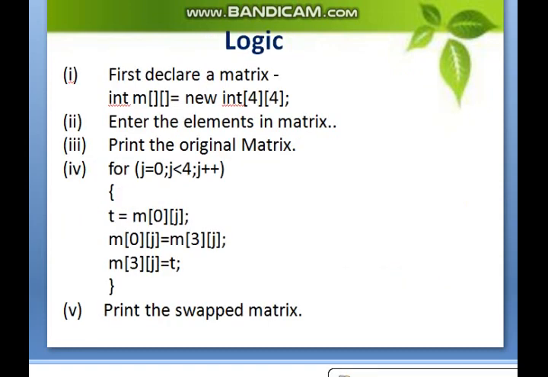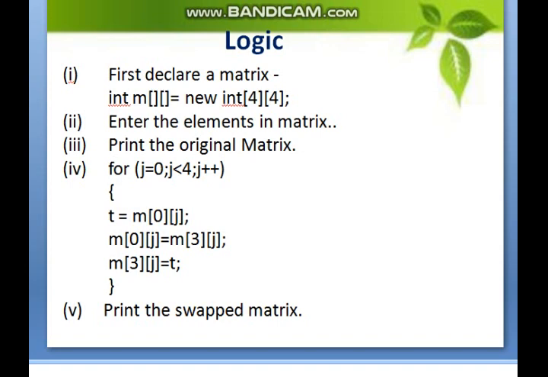Now let us discuss how to solve this program. First we declare a matrix with 4 into 4, 4 rows and 4 columns. Here I have taken an example: int m is equal to new int[4][4]. It means I have declared a double dimensional matrix m with 4 rows and 4 columns. Second, we have to input the elements in this matrix using two loops, just like the last program. After that, we have to print the original matrix before swapping.